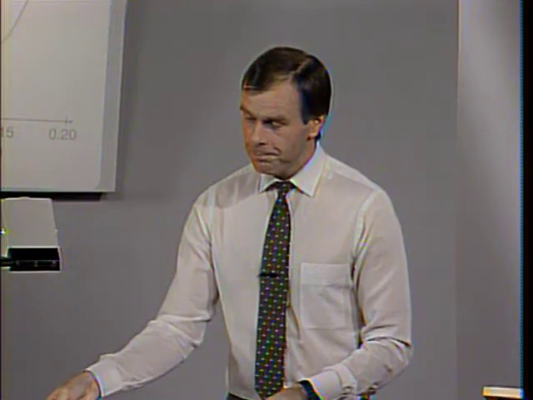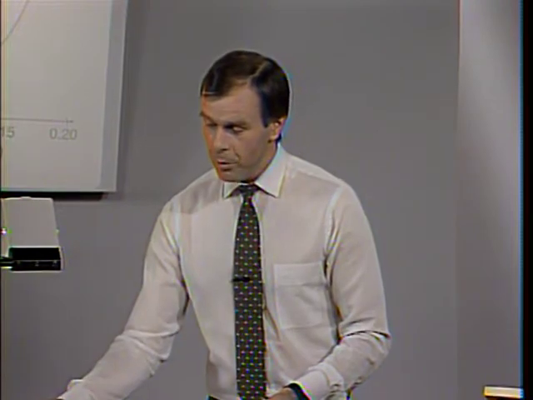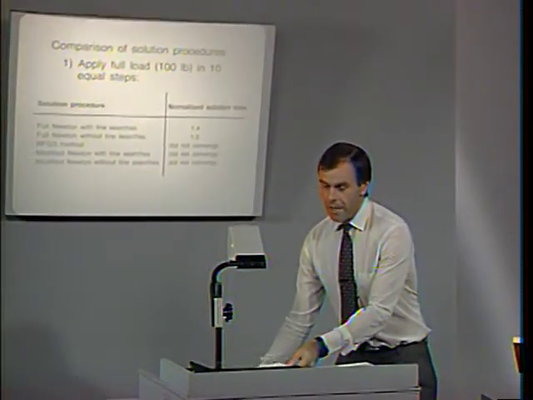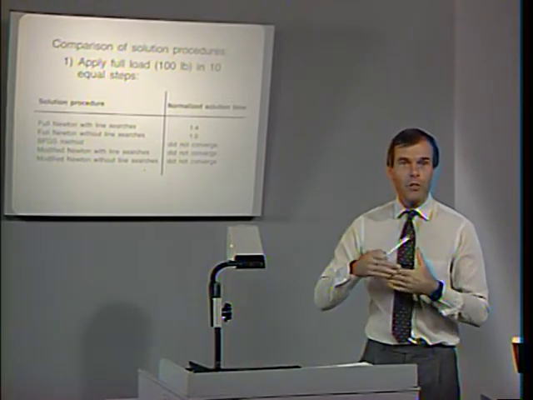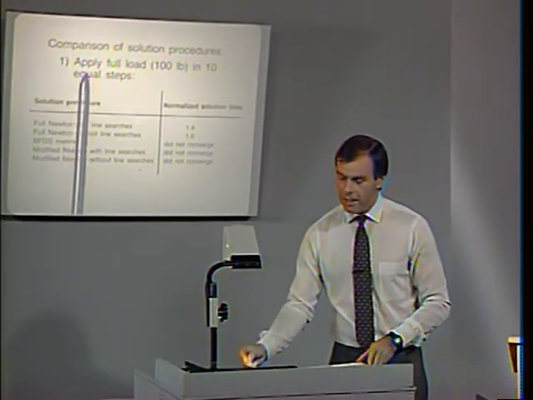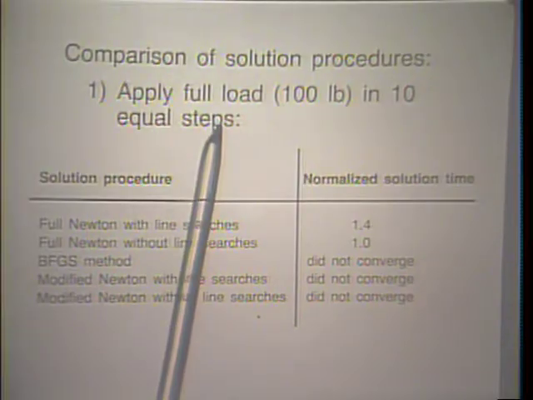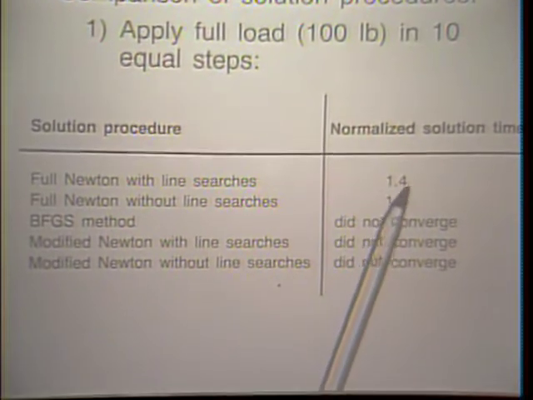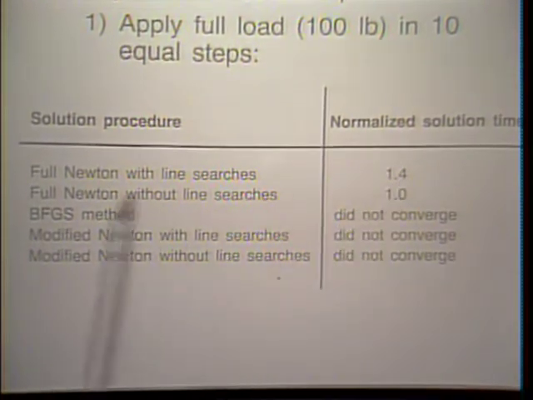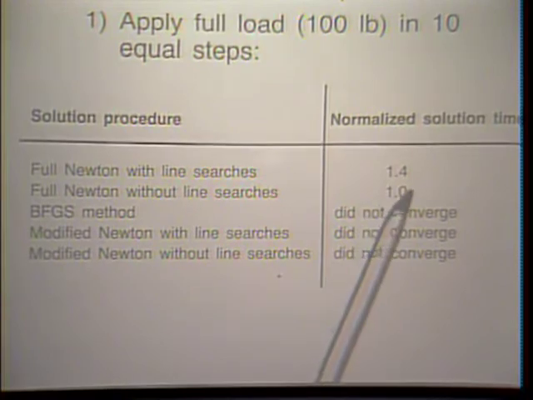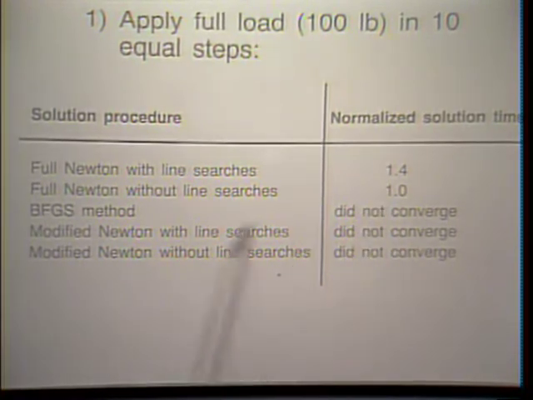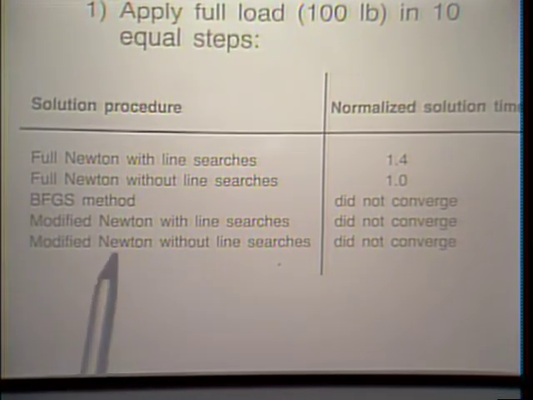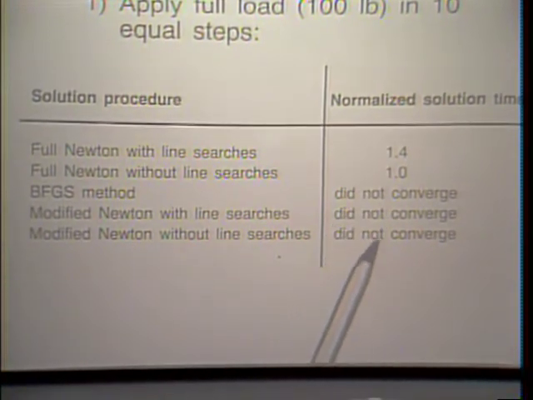For this problem, the maximum load is 100 pounds, and we can apply that maximum load in one load step or in a sequence of load steps. If we apply the full load in 10 equal steps, we find that the full Newton method with line searches works very nicely. The full Newton without line searches, in fact, is even more effective. Notice the BFGS method, and the modified Newton method with line searches and without line searches, these 3 methods did not work.